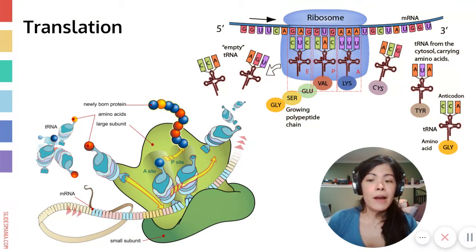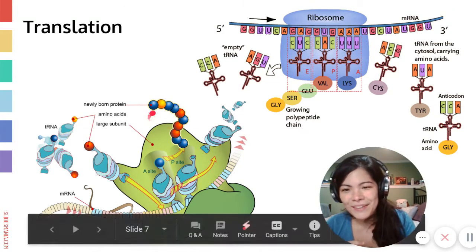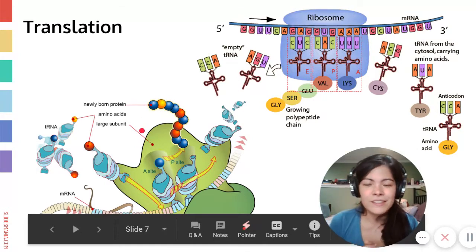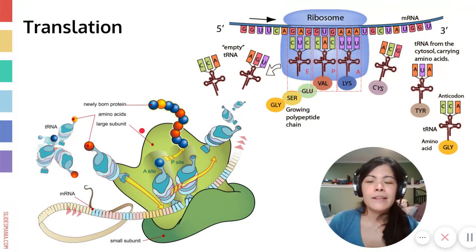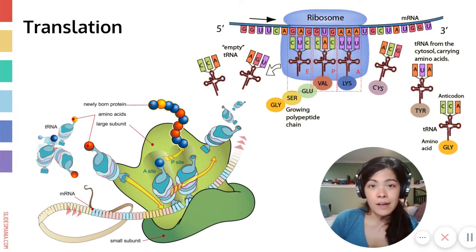We also have amino acids. So remember, the whole point of translation is that we're going to be combining those amino acids, those monomers, to make a polypeptide chain. So we need to see our amino acids, and here they're represented as little spheres or balls. And then our final player in this is going to be a molecule called tRNA.